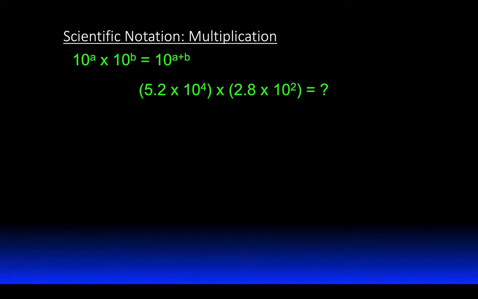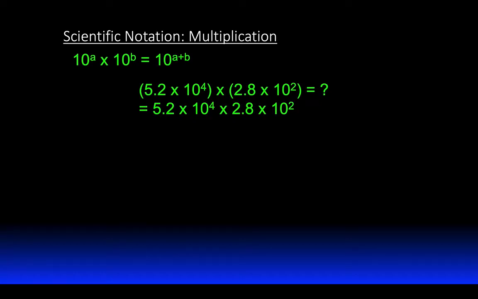If we are going to multiply numbers together that are written in scientific notation, the rule we're going to follow is 10 to the a times 10 to the b equals 10 to the a plus b. So as an example, let's multiply these numbers together. The first thing I'm going to notice is I have a lot of parentheses here, but everything is a multiplication. So I could remove the parentheses without any loss of generality.